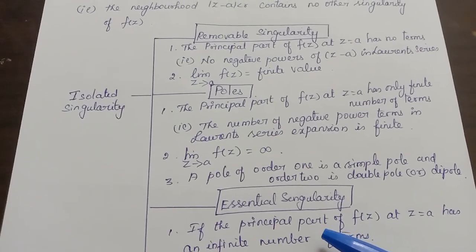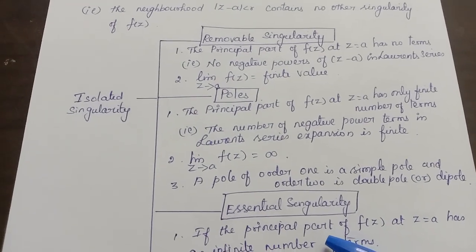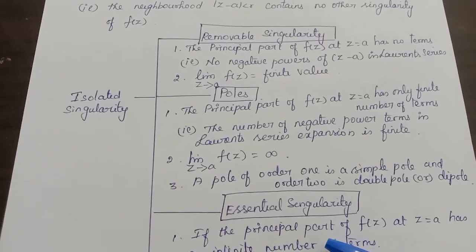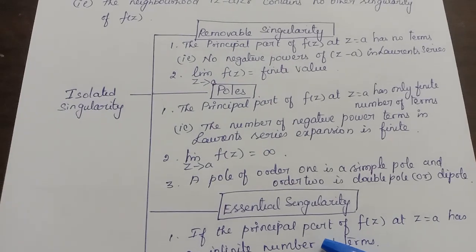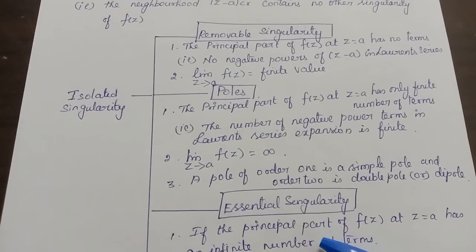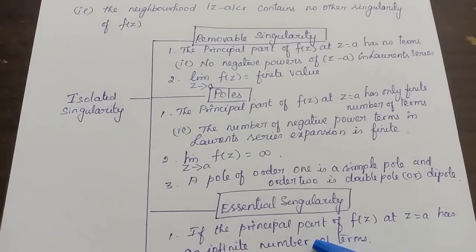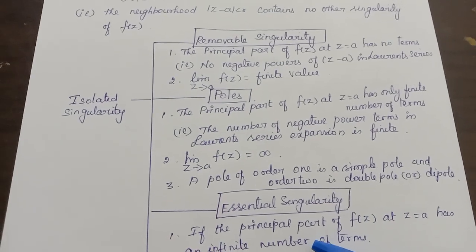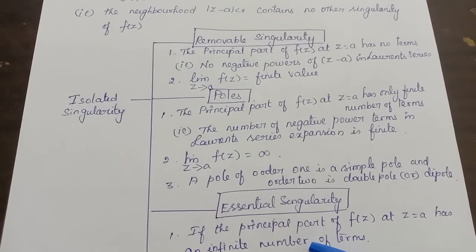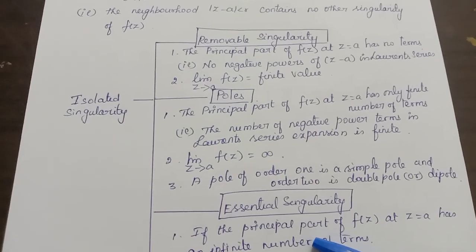There are two types of series expansion: Taylor series and Laurent series. Taylor series is applicable when you don't have any singularity inside the neighborhood. But when you have a singularity inside the neighborhood, your series expansion is called Laurent series. What is the difference between Taylor's and Laurent series? In Taylor series, you will have only positive powers of z minus a, because there is no singular point. Whereas in Laurent series, you will have both positive and negative powers of z minus a, because there you have singular points.